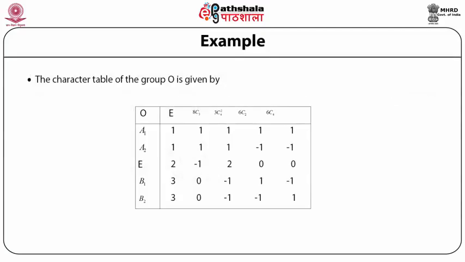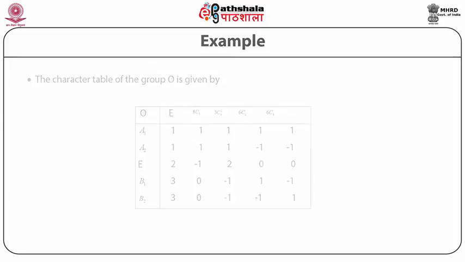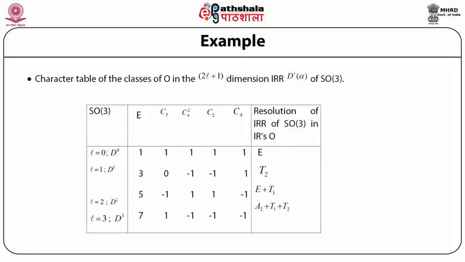The character table of the group O, we have seen so many times. It has 5 classes and 5 irreducible representations, 2 of dimension 1, 1 of dimension 2 and 2 of dimension 3. Its character tables are shown here. The character table of the classes of O in the 2l plus 1 dimensional irreducible representation D_alpha of SO3. So what are we doing?